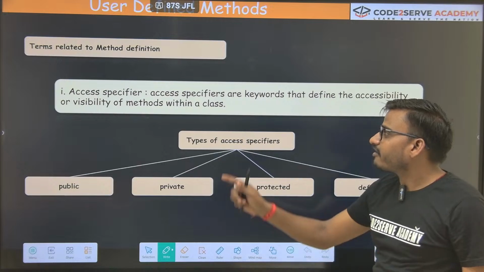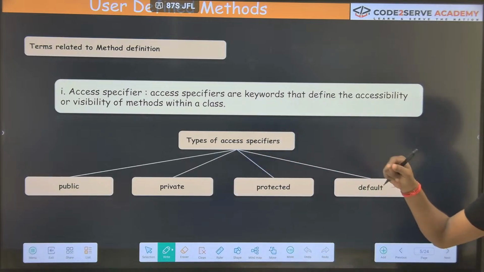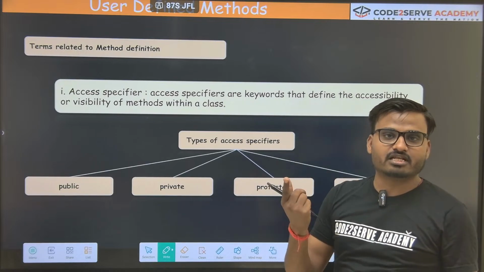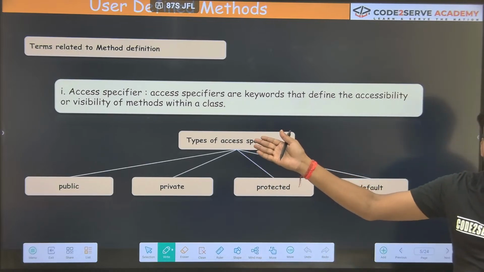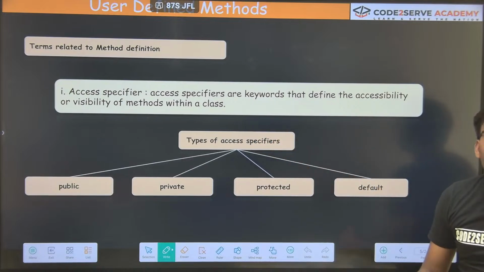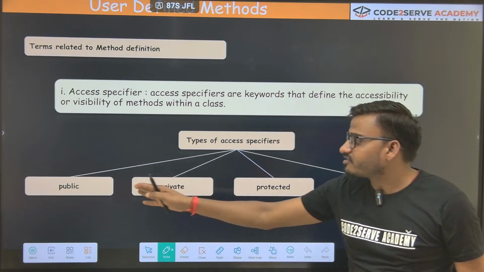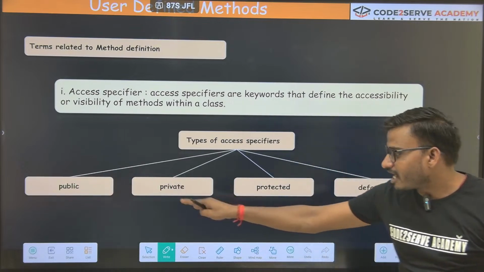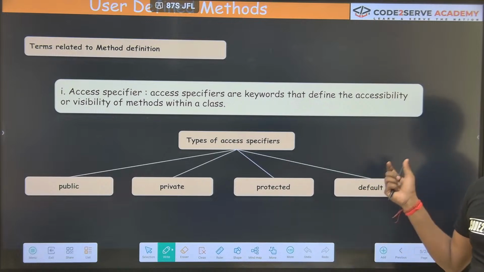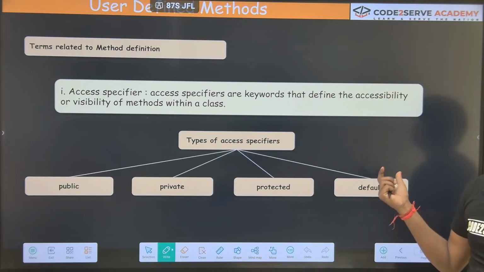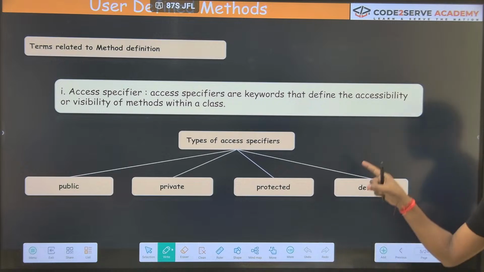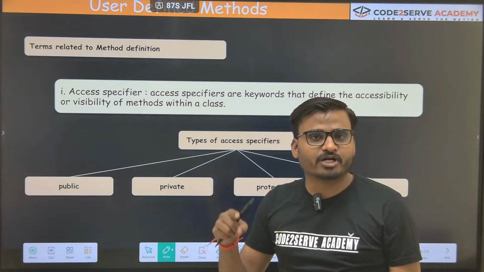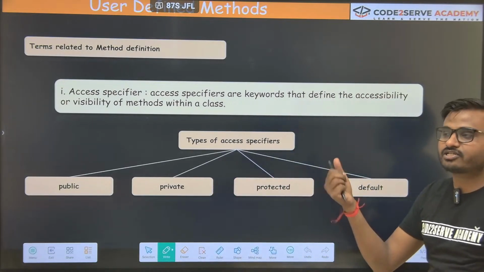Okay. Next, I've already discussed this. Access specifiers are keywords that define the accessibility or the visibility of the method within the class. I've already mentioned in the previous chapter that it is basically the visibility. Here we can see the access specifiers available to us: public, private, protected, and default. If we write nothing, that means it is default. If you want to learn deeper about this, you can check the video of chapter 2, where we have covered this topic in depth.